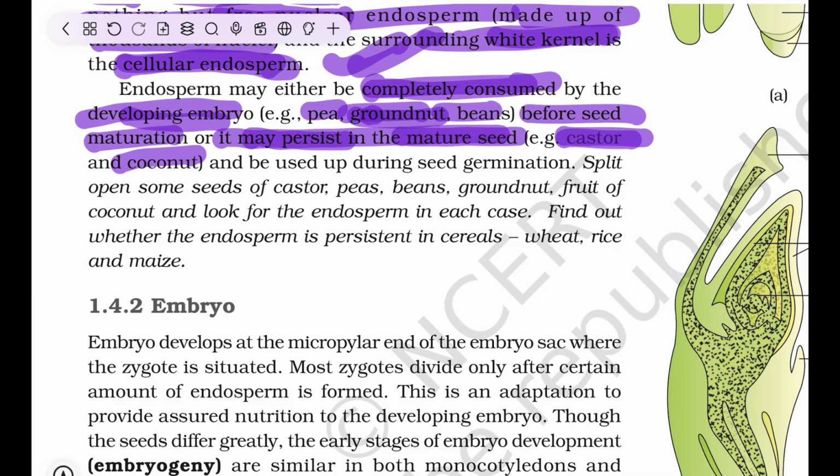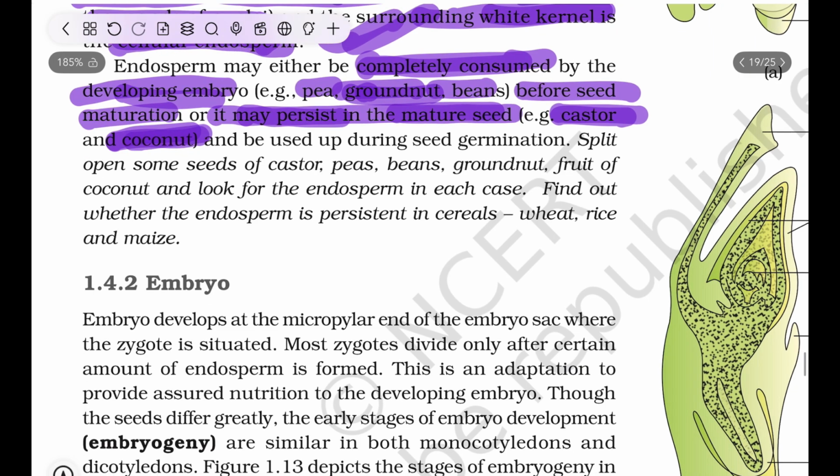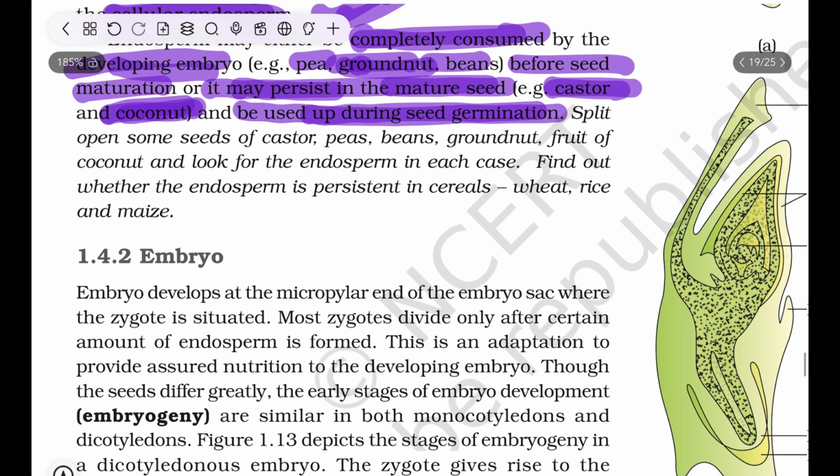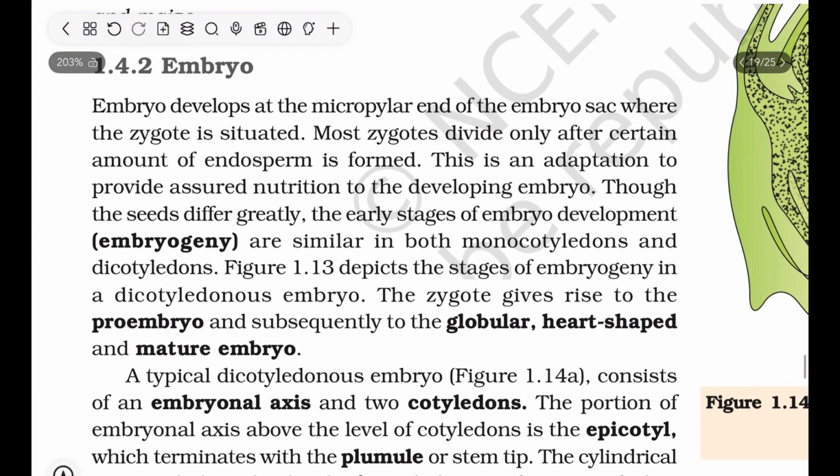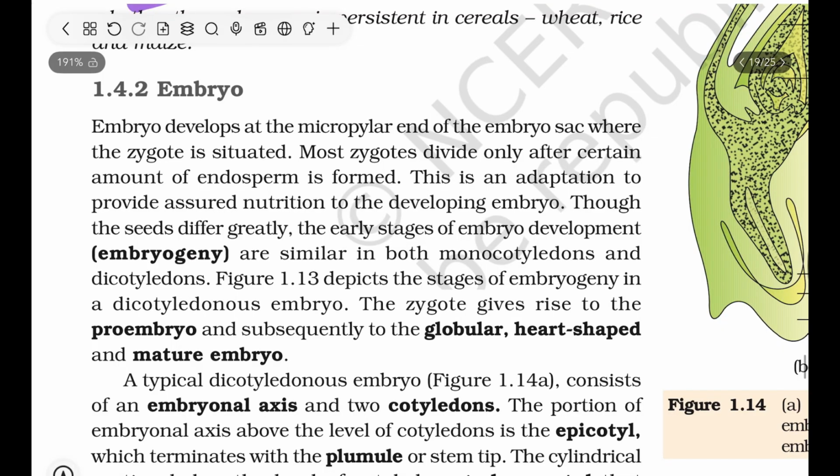For example, castor or coconut, as we also use the endosperm for eating purposes in the coconut. And it will be used up during seed germination. That further endosperm will be used during seed germination. Split open some seeds of castor, groundnut, coconut, and look for the endosperm. Yeah, that is okay. Now we come to the embryo.